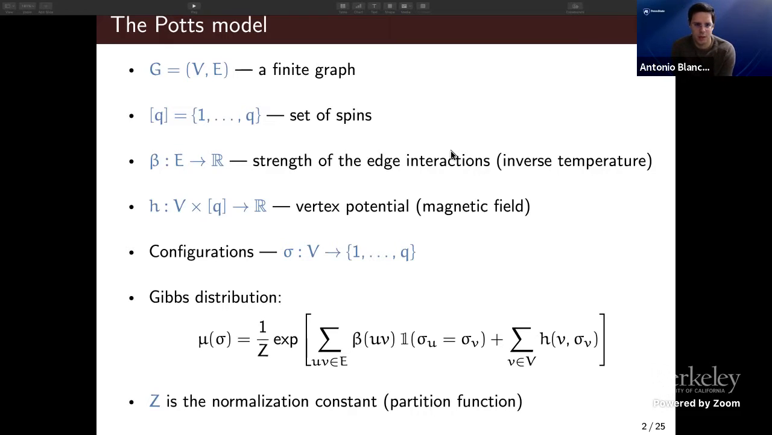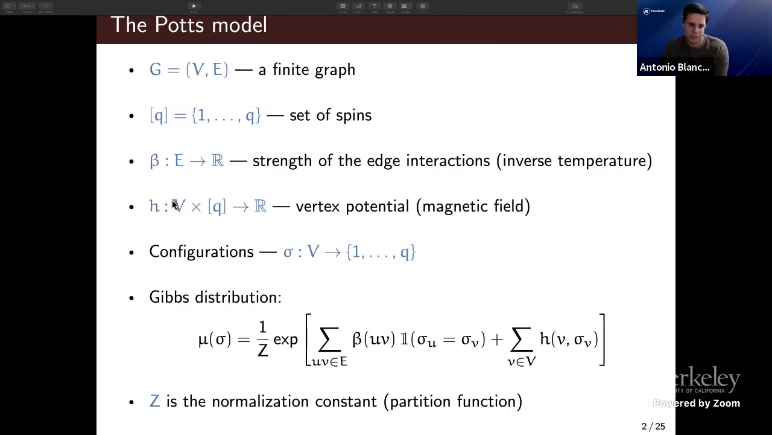So here we are given a finite graph G, and there is a set of spins or colors 1 through Q. We're also given an edge potential. Essentially, it's a function beta from the edges of the graph to the reals, and this function captures the strength of the interactions between the endpoints of the edges in the graph. In statistical mechanics, this corresponds to the inverse temperature of the system. We also have another function that corresponds to an external magnetic field.